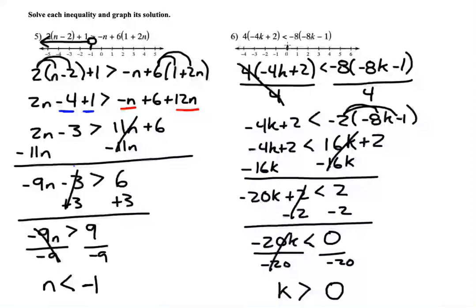So 0 is my key number. It's not equal to 0. It's greater than 0. It's not greater than or equal to, so that stays open. And I want all the ones bigger than that, so they go here.